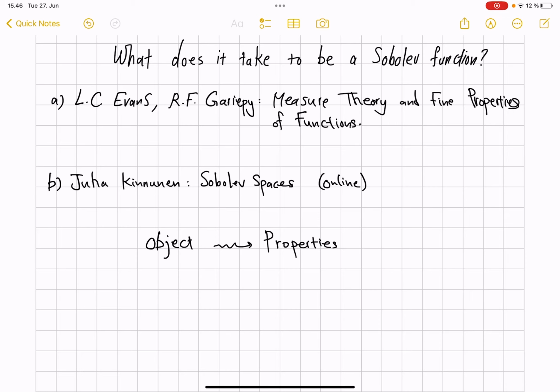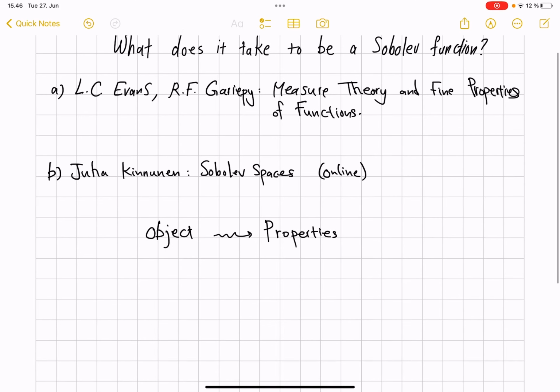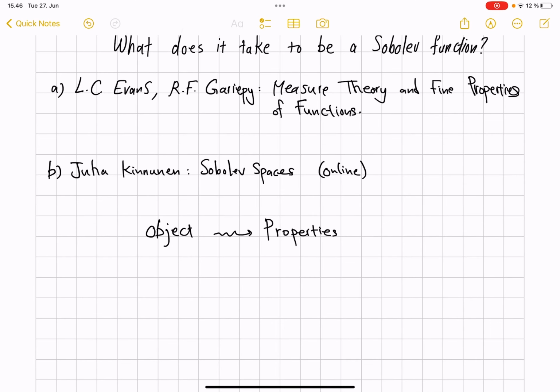One can go to Evans and Gariepy to pretty much have a summary of the Euclidean theory of Sobolev spaces. I also find the notes by Heinonen very useful, especially because he has some moral of the story paragraphs and summary paragraphs which nicely summarize the main points.